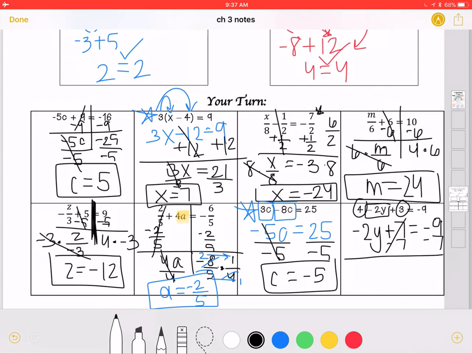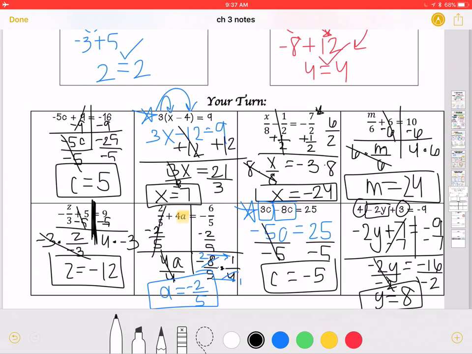Negative 9 and a negative 7 give me negative 16. I still have negative 2y on the left. So now divide by negative 2. And a negative 16 divided by negative 2 gives me a positive 8. So y equals 8 here.